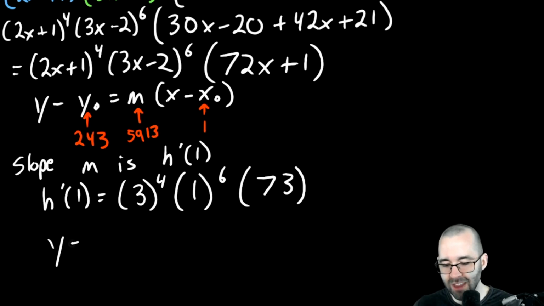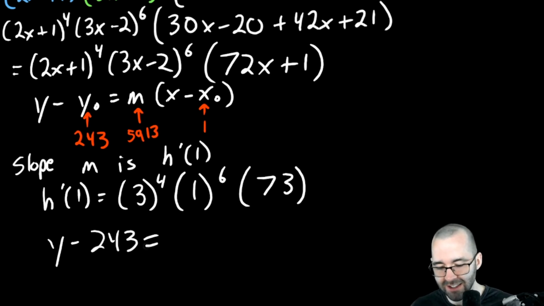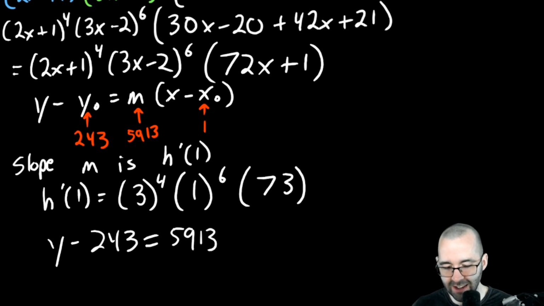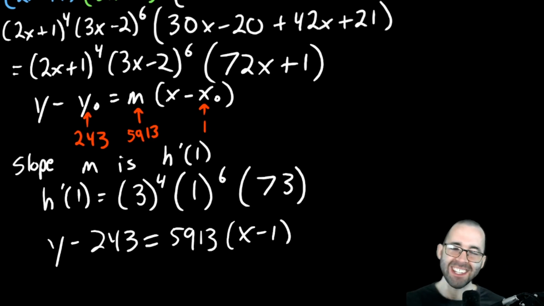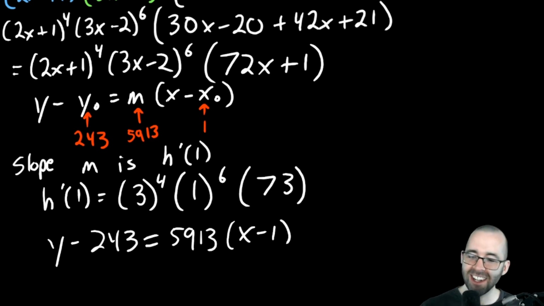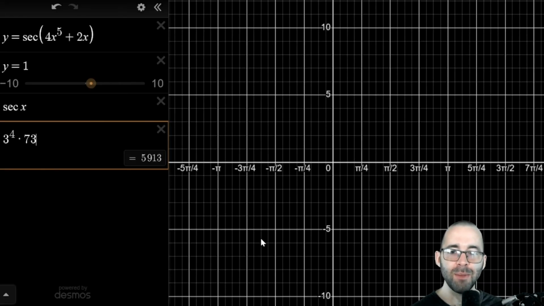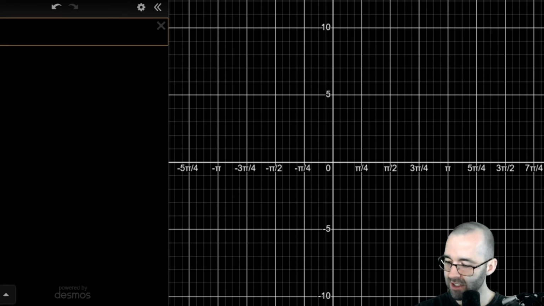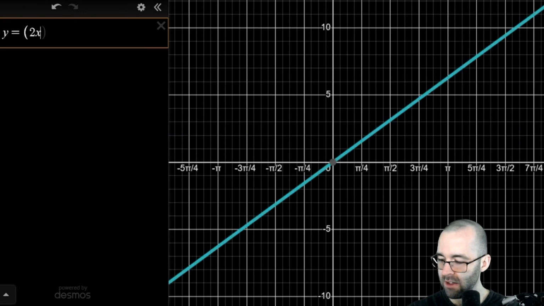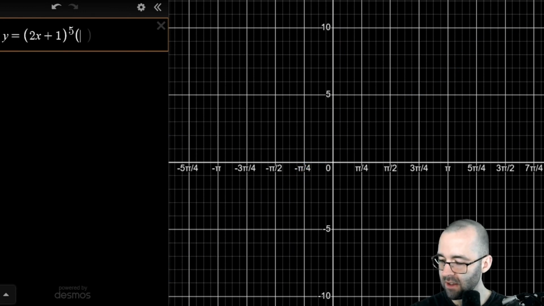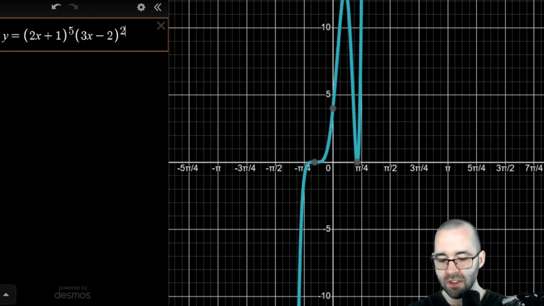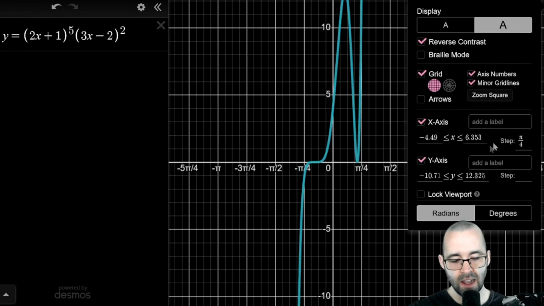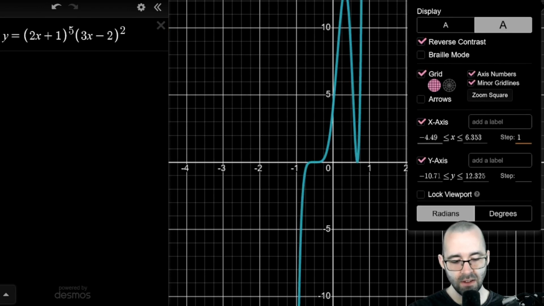So this is what we think the equation of our tangent line is. Let's grab it and let's see. And if it's wrong, I get to give you guys a good example of troubleshooting. All right, our function is 2x plus 1 to the 5th times 3x minus 2 to the 7th. And we're looking at the point x equals 1.